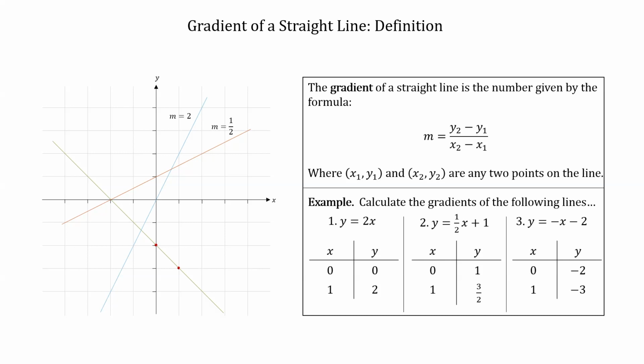Once again, I'll calculate the gradient. So y2 minus y1 in this case is minus 3 minus minus 2. So let's put this down here. m equals minus 3 minus minus 2 divided by, well, once again, x2 minus x1 is just 1 minus 0. So minus 3 minus minus 2 is minus 3 plus 2, which is minus 1. And 1 minus 0 is just 1. So I get minus 1 over 1, which is minus 1. So the gradient of this green line is minus 1.